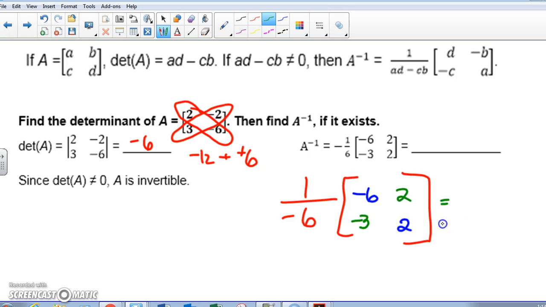Now we're supposed to multiply. Negative 1/6 times negative 6 is positive 1. Negative 1/6 times 2 is 2/6, which reduces to what? But it's negative. Okay. Negative 1/6 times negative 3 is 3/6, which is 1/2, positive or negative? Okay. And then the last one? 2 times 1/6 is 2/6, which reduces to 1/3, and it's negative again, right?